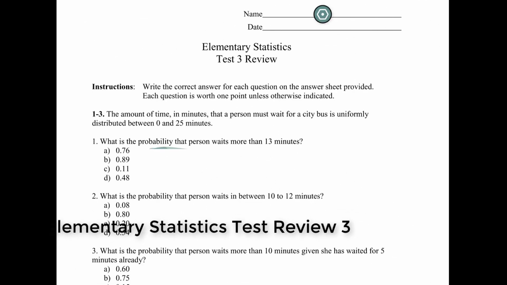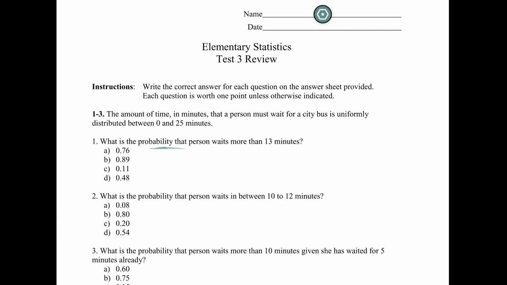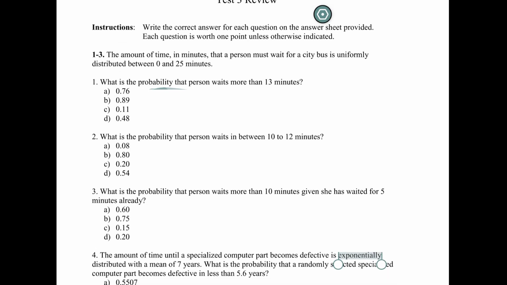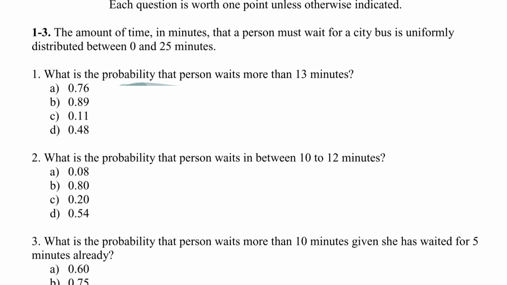Alright, we're going to look at a test 3 test review, and we're going to do this pretty quickly. So let's go and get into it. So the first few questions, we're looking at a uniform distribution, where the amount of time a person waits is uniformly distributed 0 to 25 minutes.